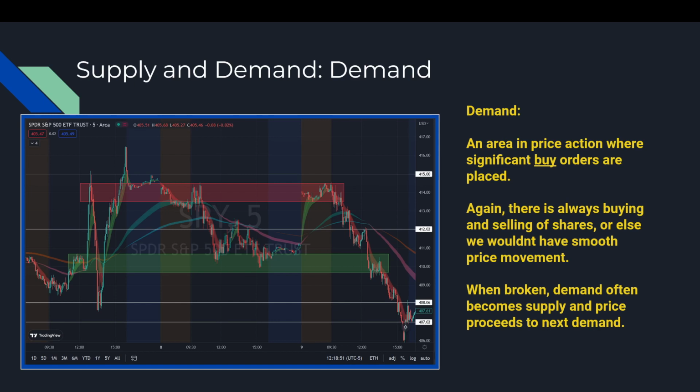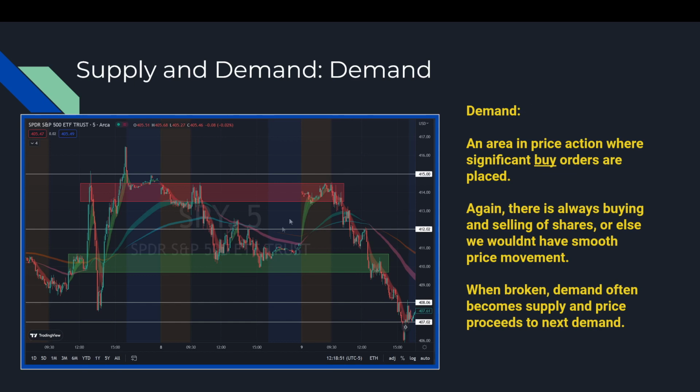Demand is an area in price action where significant buy orders are placed. Again, there's always buying and selling of shares, or else we wouldn't have that smooth price movement. When broken, demand becomes supply, and then price proceeds to the next demand. This is when you have a downward trend. When you're breaking supplies, you have an upward trend.